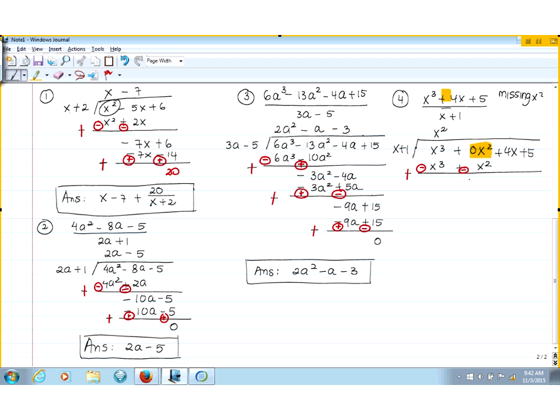So x cubed minus x cubed cancels. What do we have? Negative x squared plus 4x. So bring down 4x.